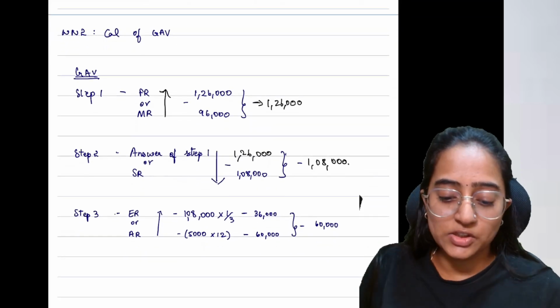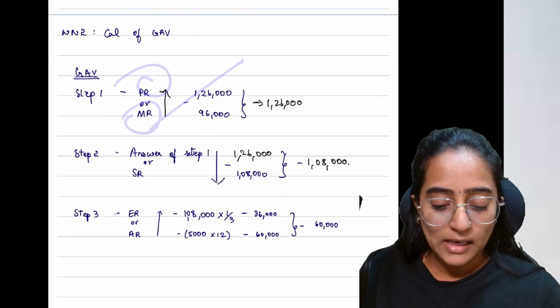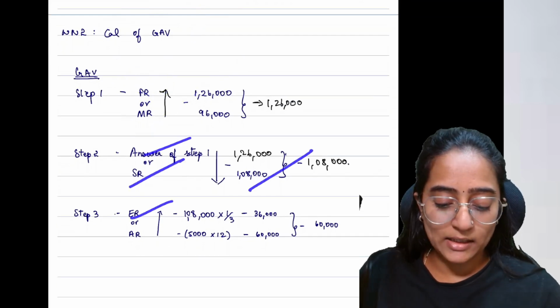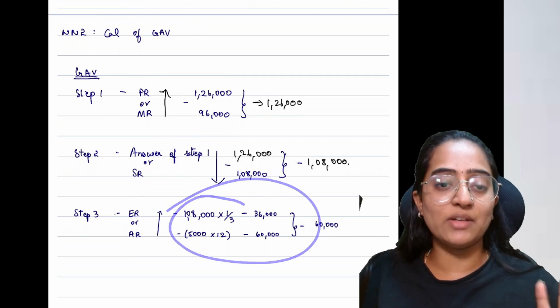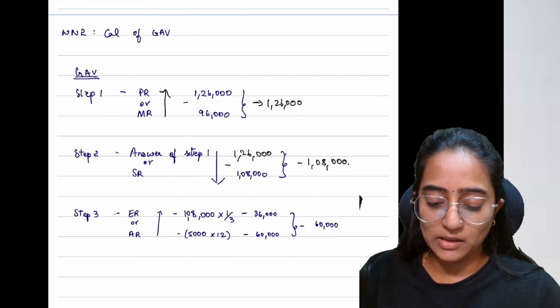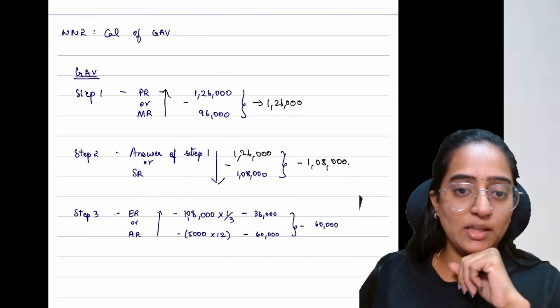So GAV calculation, all of us know, right? Fair value or municipal rent, whichever is higher, then this or this, whichever is lower, and again this or this, whichever is higher. We have done the 1/3 proportion, and then you have got whichever is higher portion over here and considered the tax portion there.